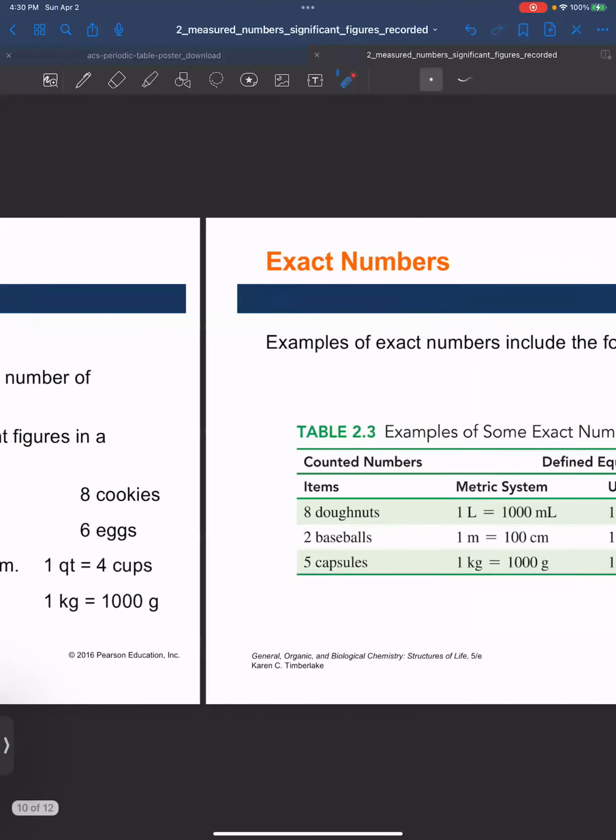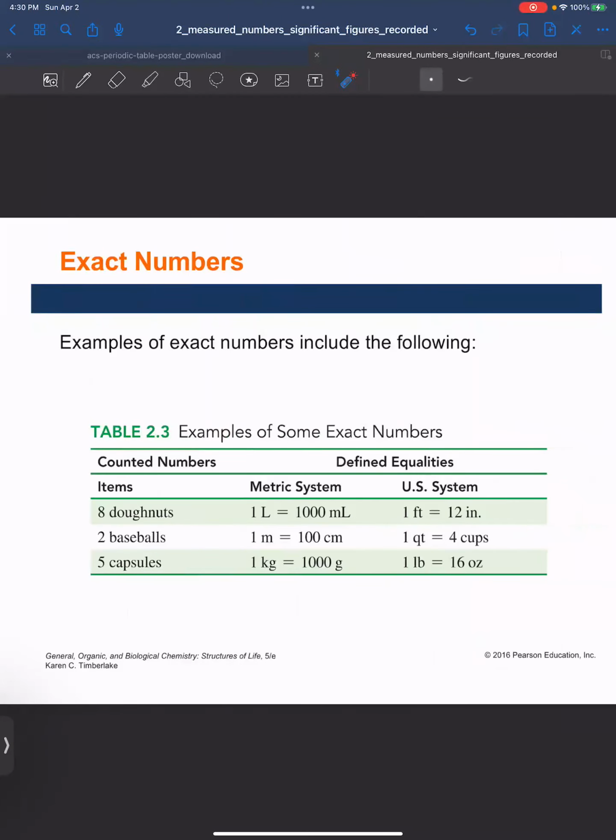Here are some more examples of exact numbers. Once again, there's some defined equalities. For example, there are 16 ounces in a pound. Comparing the English system here, the units, they are exact because we're comparing them within the same system, just like in the metric system as well. Or once again, just counting, the number of capsules or the baseballs, like that's an exact number.